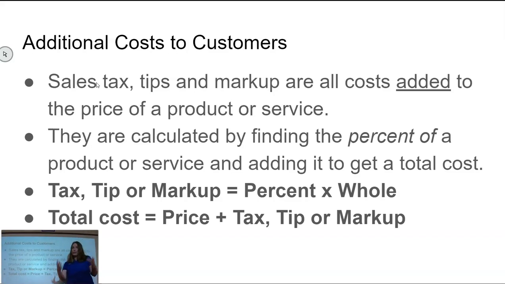So basically you find the percent, whatever the tax or tip is, and then you add it to the total at the end. The tax, the tip, or the markup is the percent times the whole. You did that in lesson 1, okay? The only thing added is that you find the tip amount, and then you add it onto whatever your price originally was. So the total cost equals the price of the tax plus the price of the product.